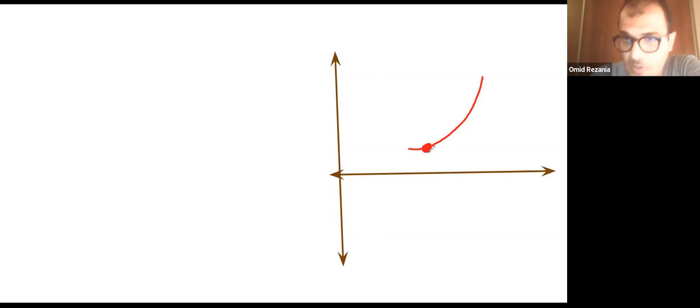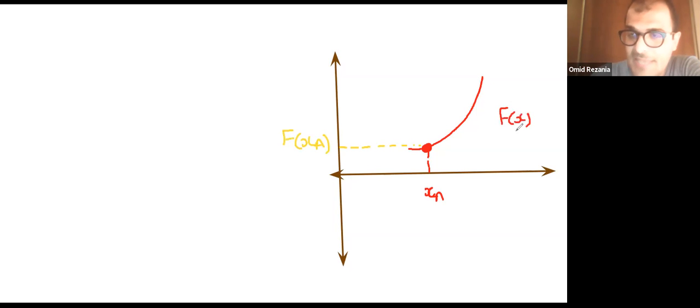For example, I call this point x of a. And you see that if you have a point there, you can very easily find its corresponding value on the y-axis. We call that f of x a, if we assume that the functions that we have are denoted as single variable functions.